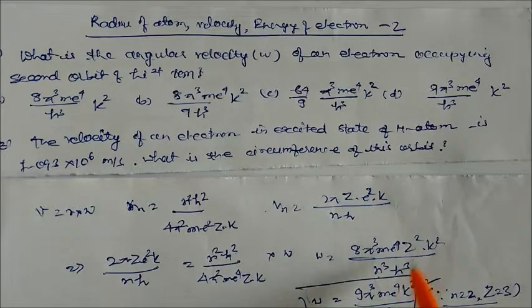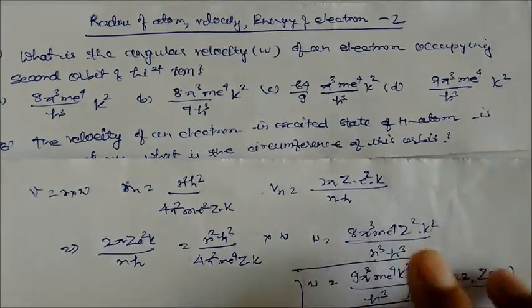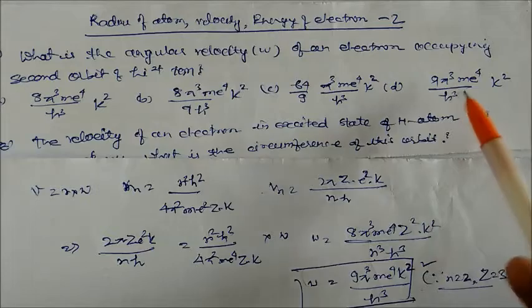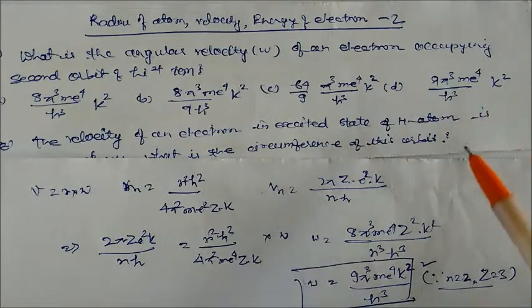Here if you put the value of z equal to 3 and n equal to 2, you will get omega equal to 9 pi cube m e to the 4 k square by h cube. So this is our answer to this question. So this is our actual answer, option D, 9 pi cube m e to the 4. The answer is this.